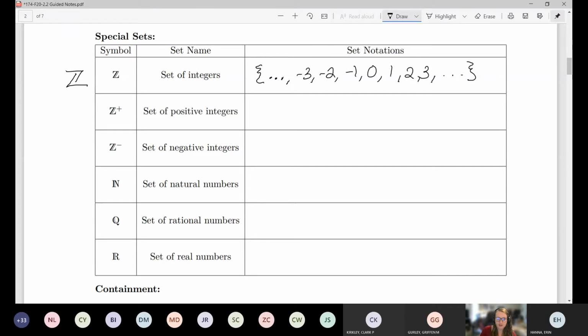The set of all positive integers would then, of course, be, we don't consider 0 to be positive or negative. It's just 0. It's weird. So this would just be 1, 2, 3, and so on. And then the set of all negative integers would be -1, -2, -3, and so on.